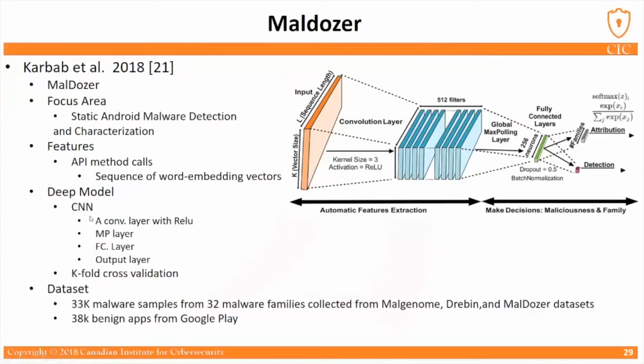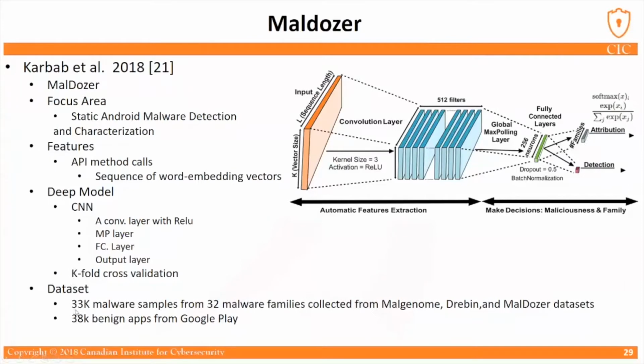And the deep model is a convolutional neural network with a convolutional layer and ReLU activation function, a max pooling layer, a fully connected layer, and an output layer that, for example, if it is used for detection, has 1 neuron, and if it is for attribution, has 10 neurons, based on the number of the families. And they have used k-fold cross-validation. The k has been fine-tuned.